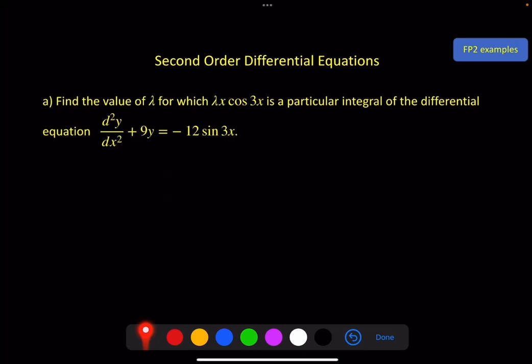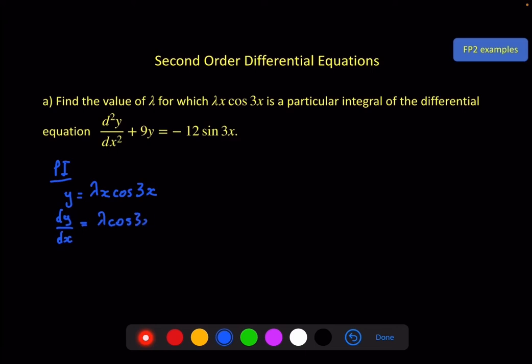Here we go. Find the value of lambda for which this is a particular integral of this. So we're working on particular integral here, and they're telling us y is equal to lambda x cos 3x, which means the first derivative is equal to, don't forget your product rule, we're going to have lambda cos 3x when we differentiate the x part, and then we need to leave the x alone and differentiate the cosine, which gives us minus 3 sine 3x, and we still have the lambda x in there.